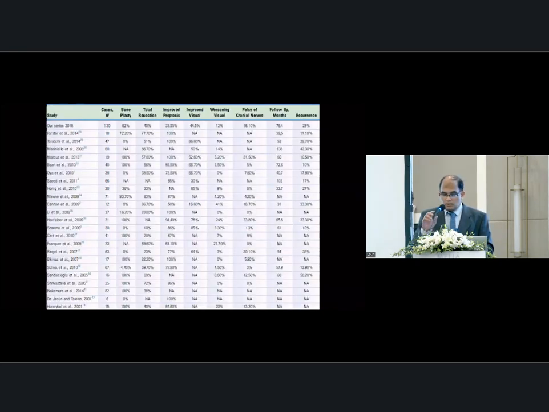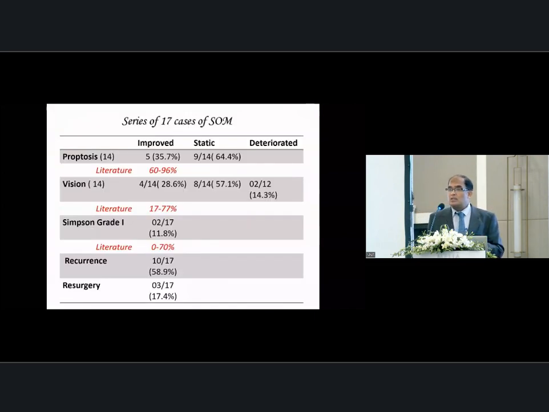Now, answering Professor Kate's question, I must confess that this is some of the large published series about sphenoorbital meningiomas. You have one at the top with 130. Mine is a very modest series of 17 cases in the last 7 years. And this was published 3 years back. So maybe another 3 cases after that.